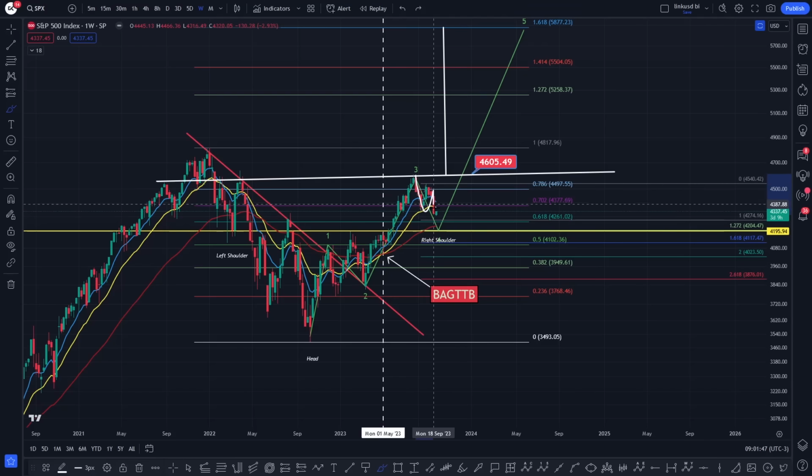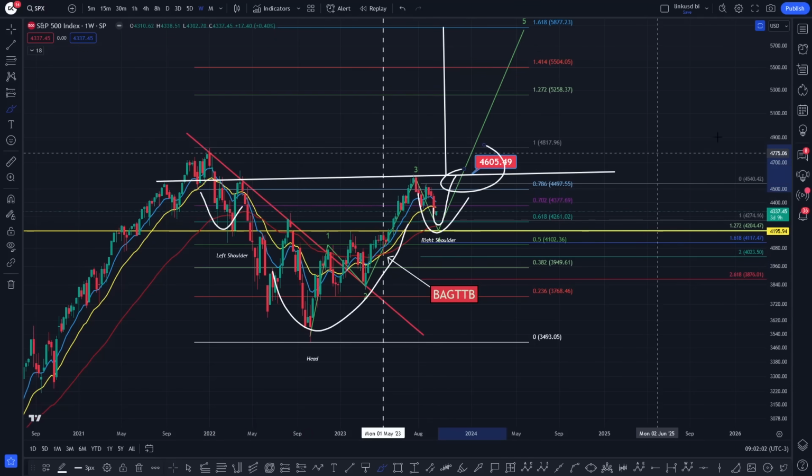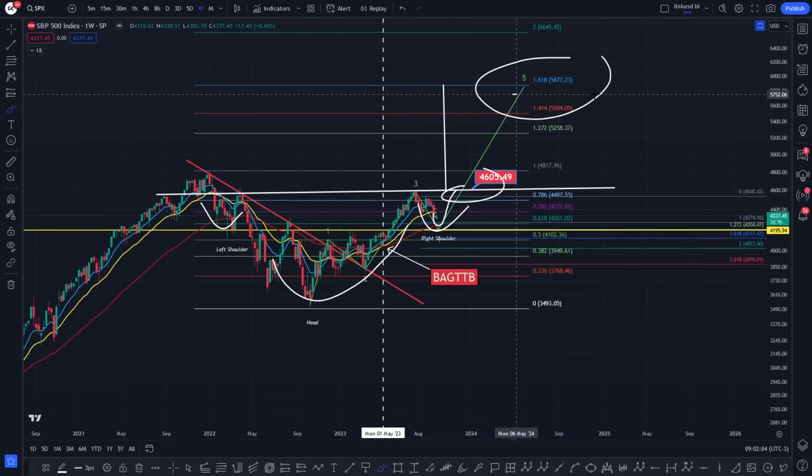But I am looking at some potential ABC correction. This is where we might see the DXY take off a little bit more over the next couple of weeks leading into October, and eventually when this finds support and does start to come back up, then we'll say, oh, it's always in the charts. But it's always in the charts because you've got a left shoulder, a head, a right shoulder, break that resistance, there's your inverse head and shoulders. It takes you to the 1.618, and you've got your new all-time high for the S&P 500 in the most bearish environment ever.